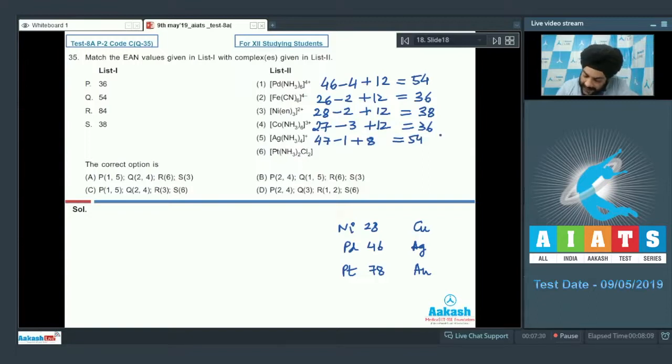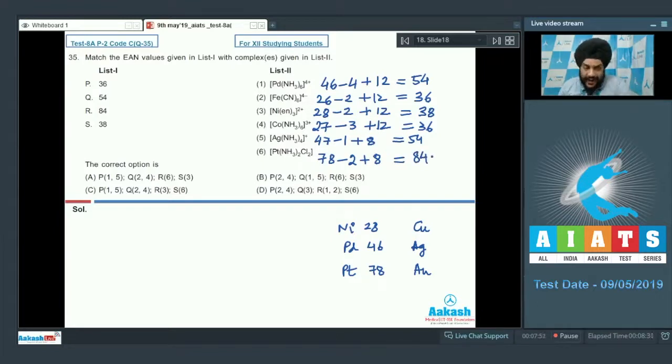If we talk about the next complex, we have Pt. For Pt, we had seen that the atomic number was equal to 78, so 78 electrons of its own. It is present in a state of +2, plus it gets 8 electrons from the ligands. So this will give us an effective atomic number equal to 84.